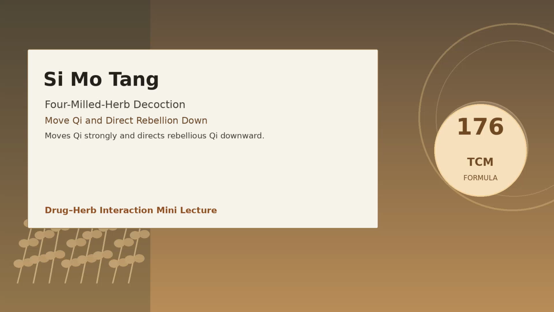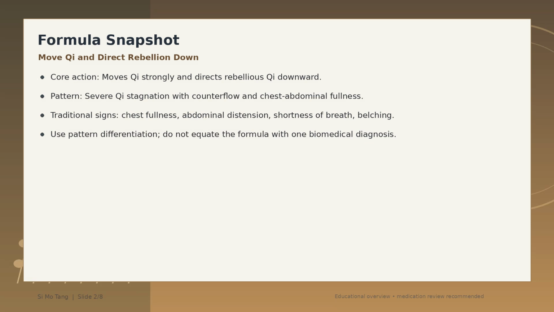It is an educational overview, not an instruction to self-prescribe. Start with the pattern rather than the disease label. The traditional target pattern is severe Kai stagnation with counterflow and chest abdominal fullness. Typical clues include chest fullness, abdominal distension, shortness of breath, belching, constipation, wiry pulse.